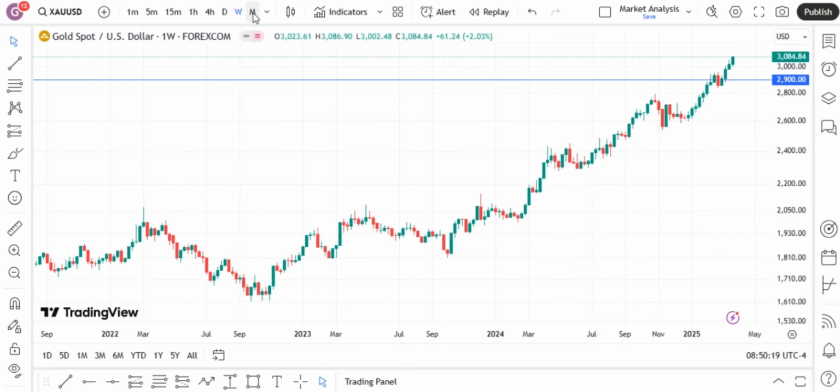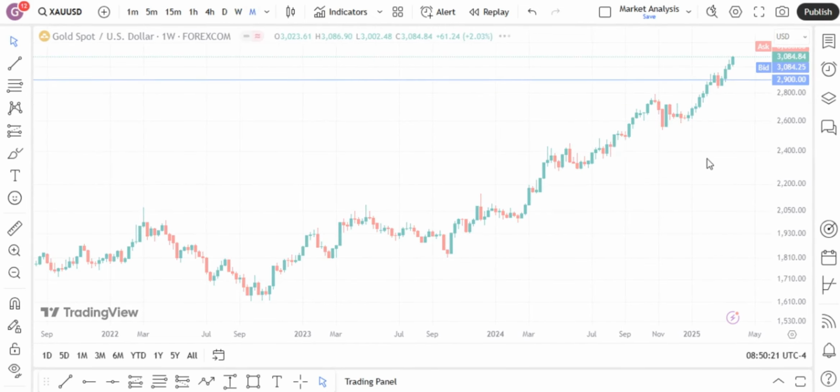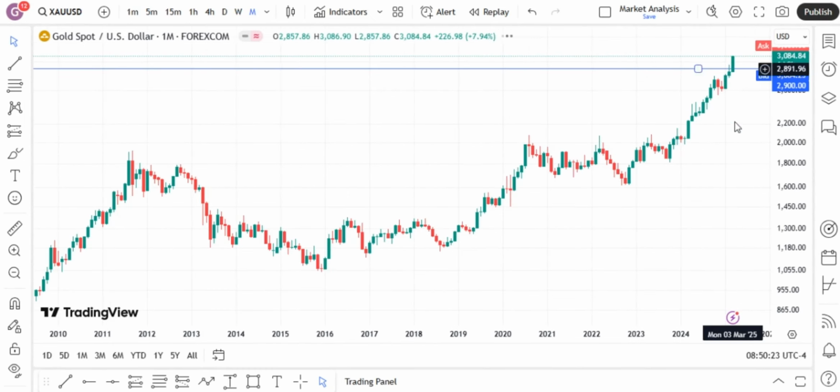For gold, monthly time frame, we're bullish in the month of March. So the high here is at 3,086.90 per ounce of gold. That's where we got to. That was the high for this month.